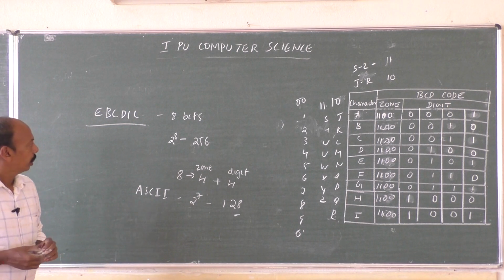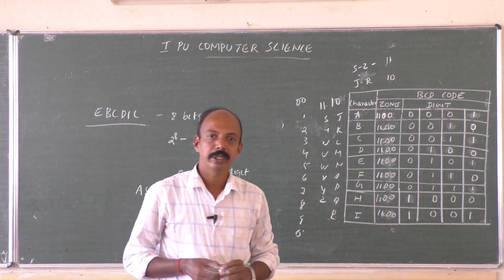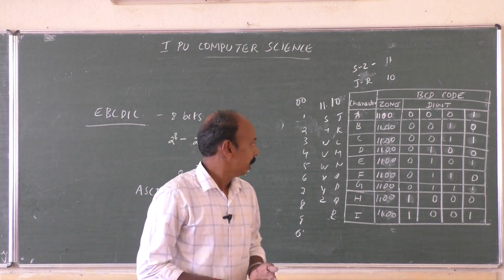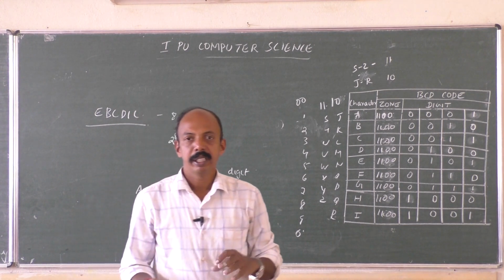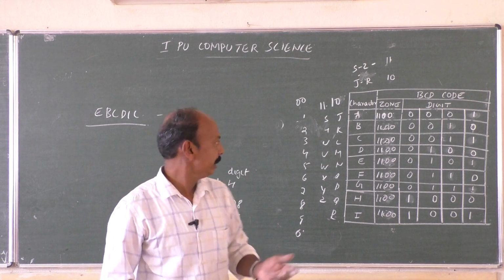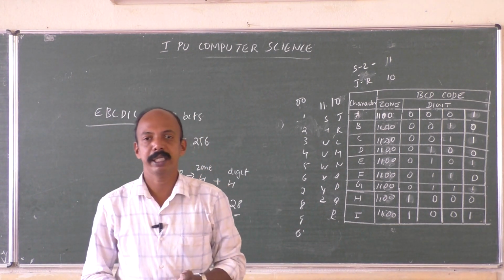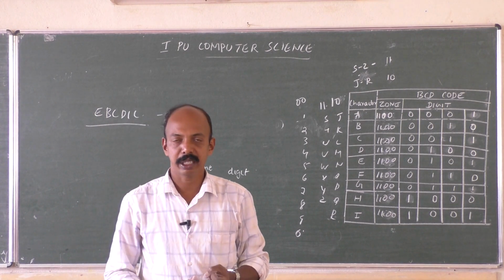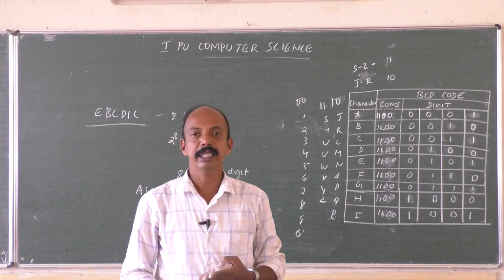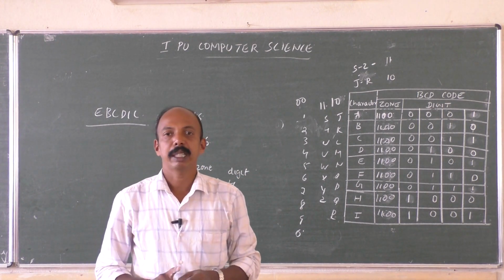That's all about computer codes. We have come to the end of the chapter, data representation. Practice the conversions, subtract the numbers using 1's complement and 2's complement, and remember some points about computer codes. How many bits are required to represent EBCDIC, ASCII, and BCD and Excess 3 code, etc. That's all about this chapter. Thank you.